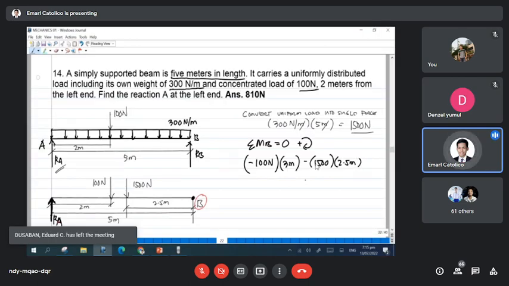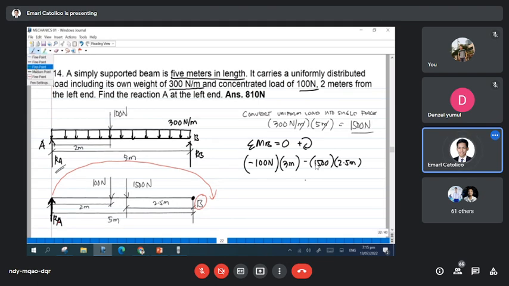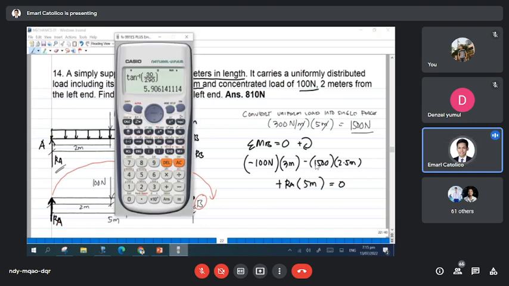Then si RA, paikutin natin. Ayun, rotation natin is clockwise. So positive yan. Si RA, distance niya is 5 meters. Then equate natin sa 0, if solve, makukuha mo yung reaction at A.